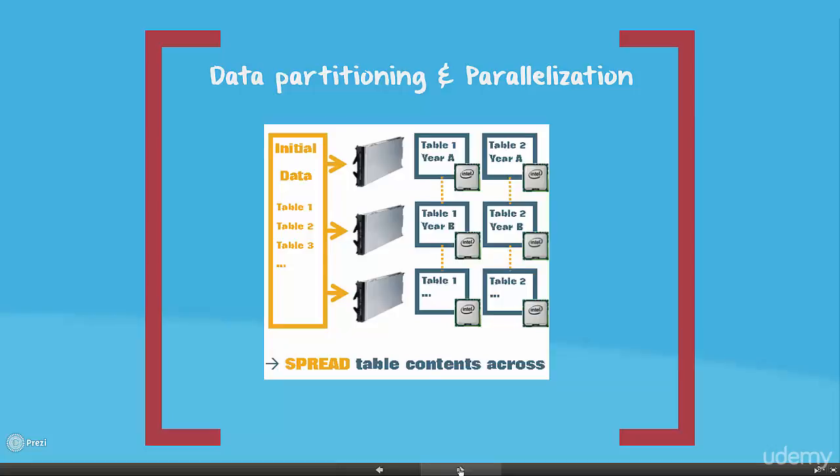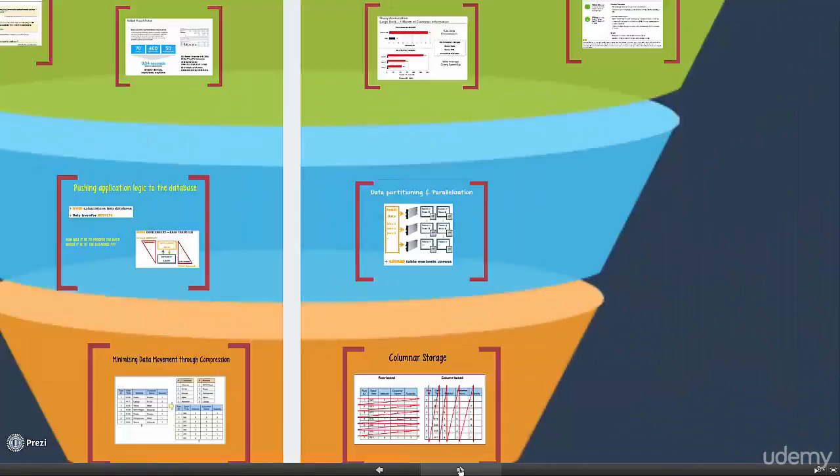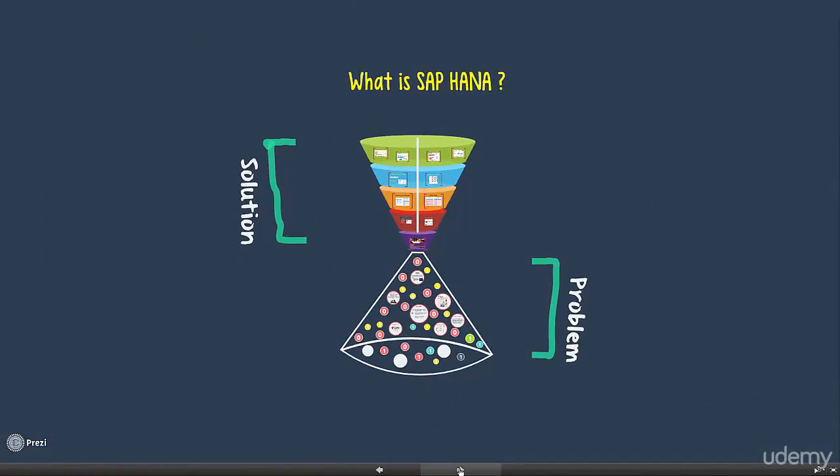The capability of partitioning and then running a query in parallel is the concept which HANA uses at a hardware level and also at a software level. So all these innovations of HANA make it super fast. And in the next topic, we'll dig a little deeper into the innovations and get more details on the same.